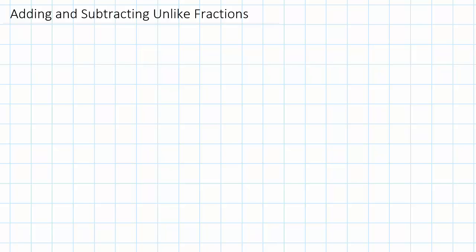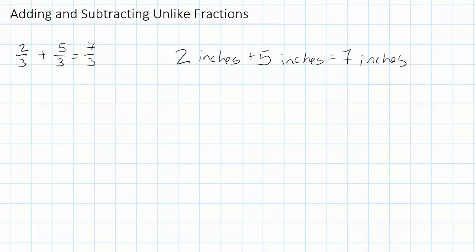Okay, so now we know how to add or subtract fractions that have the same denominator. What if they have a different denominator? Now remember the way that we convinced ourselves that 2/3 plus 5/3 was 7/3. We understood that in pretty much the same way we would understand 2 inches plus 5 inches equals 7 inches. The thirds just tell us what the things are that we're adding together.